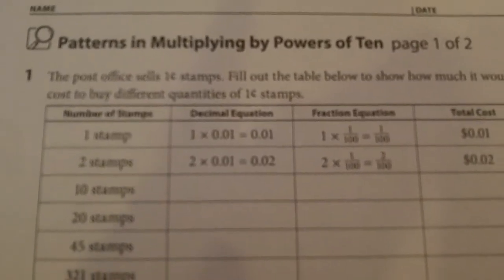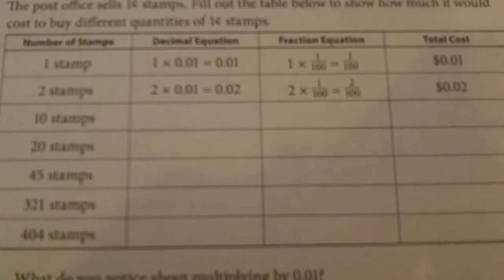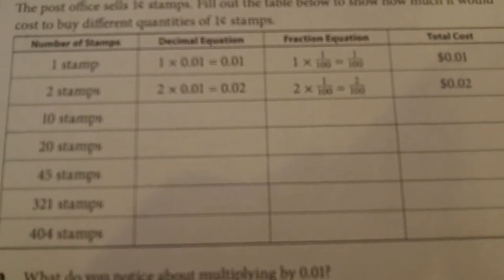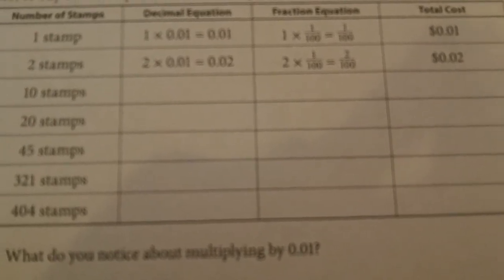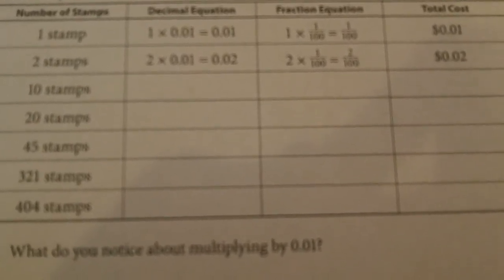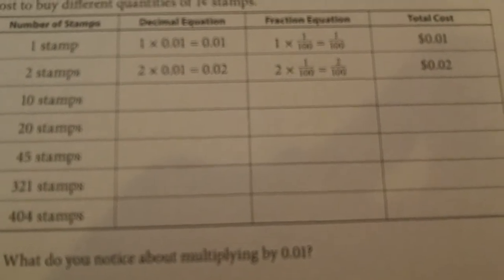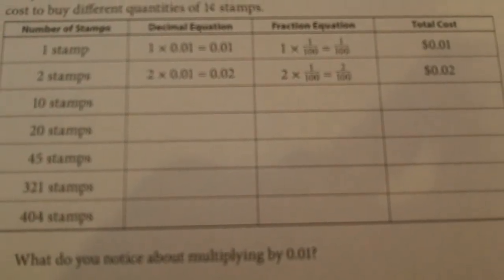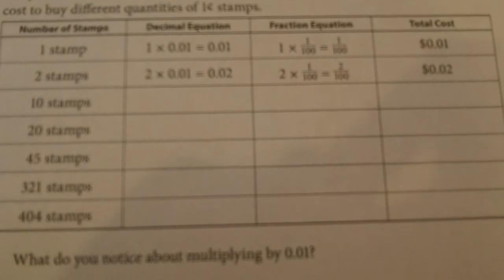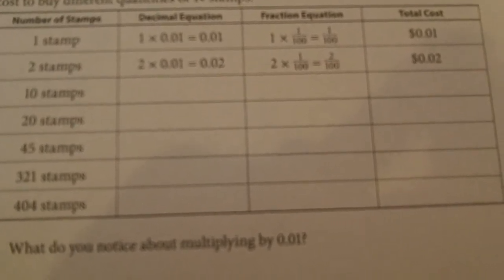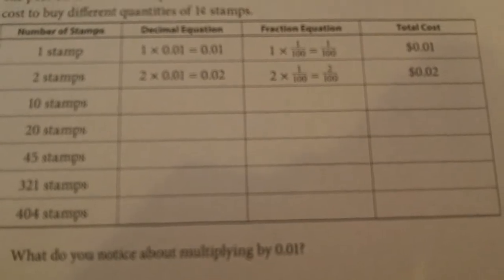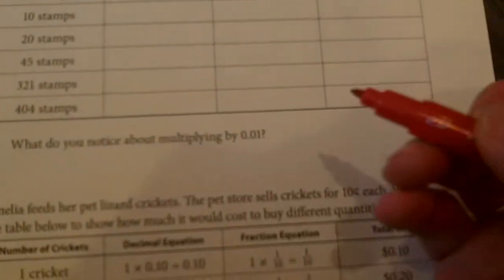So this one you're going to see in a Google Doc. Don't worry if you can't see it that great with my lovely little camera here. It says that the post office sells 1-cent stamps. Fill out the table below to show how much it would cost to buy different quantities of 1-cent stamps. So the idea of this is to start to see the relationships and patterns between the powers of 10 when we start multiplying, and then of course when we start dividing.